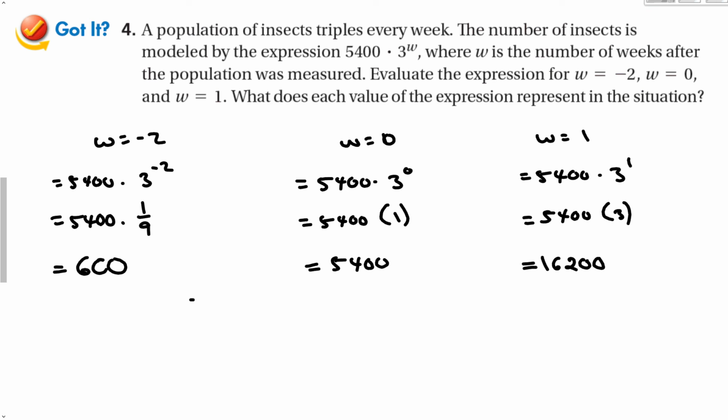which gives me 16,200. Okay, so if W is equal to the number of weeks after the population was measured, this is when he measured the population. This is 2 weeks before that and 1 week after. So here's where your experiment is at its 0 time, or when the person actually measured the insect population. 2 weeks ago, 1 week forward.